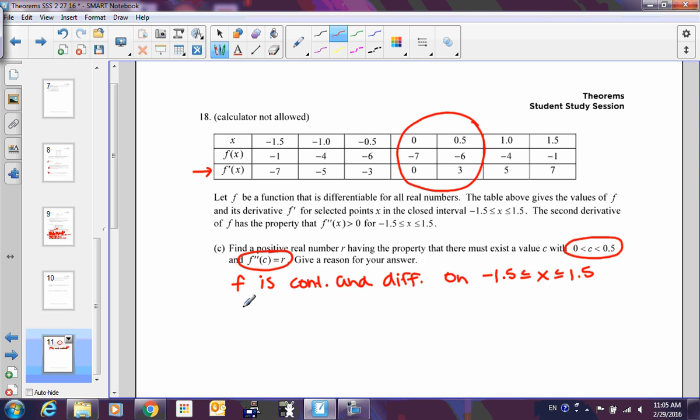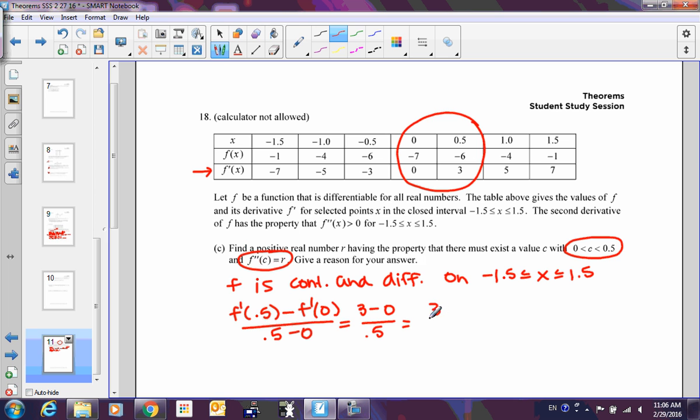Okay, so again, mean value theorem means we're doing AROC. Sorry, I don't know why I wrote h. F of 0.5 minus f of 0 over 0.5 minus 0. So look it up on the table. I apologize. Because we're doing f double prime, I need to do AROC of f prime. So f prime of 0.5 was 3. F prime of 0 is 0.